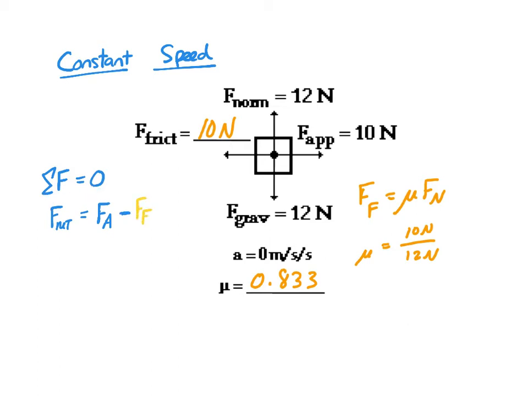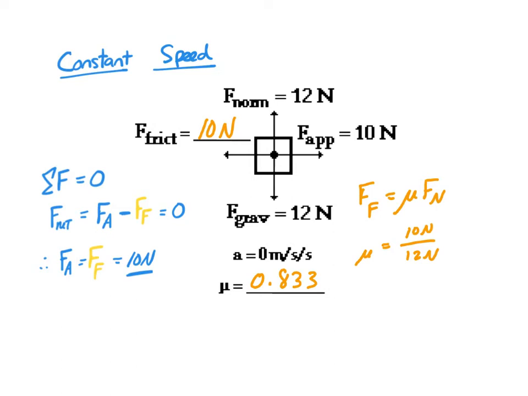I know that because the net force, the applied force minus the friction force, must be equal to zero. So in order to restate this, I know that the applied force in this case is exactly equal to the friction force. 10 newtons pulling this way has to balance out 10 newtons in the opposite direction. So therefore we know the friction force.